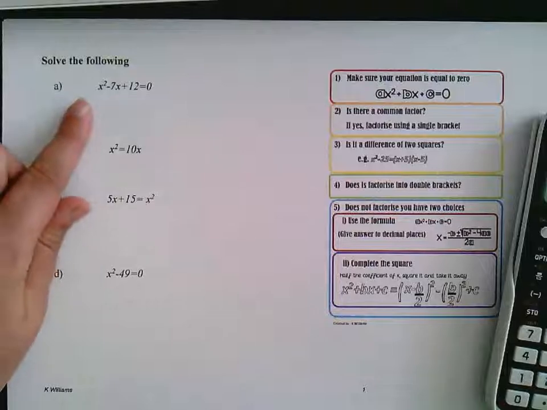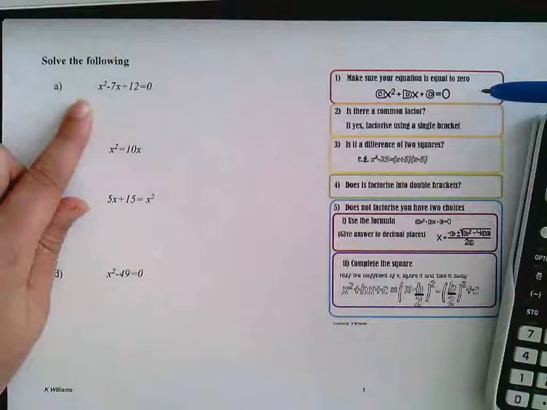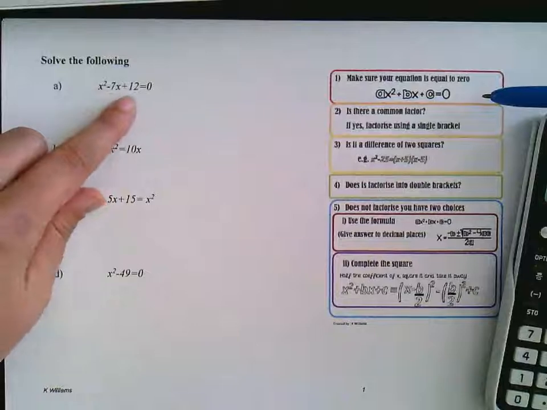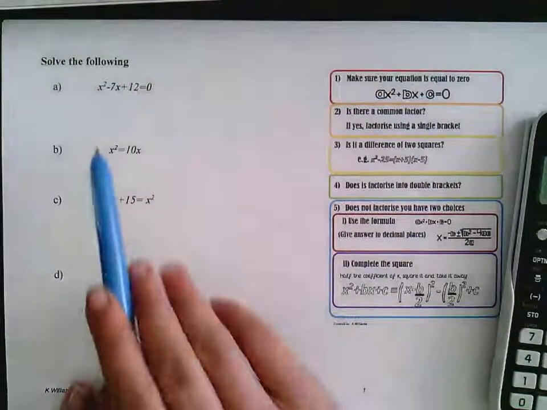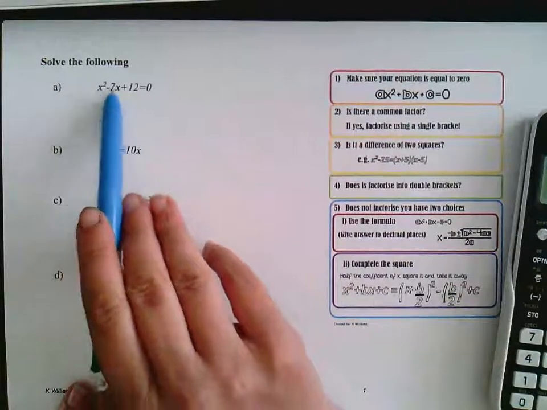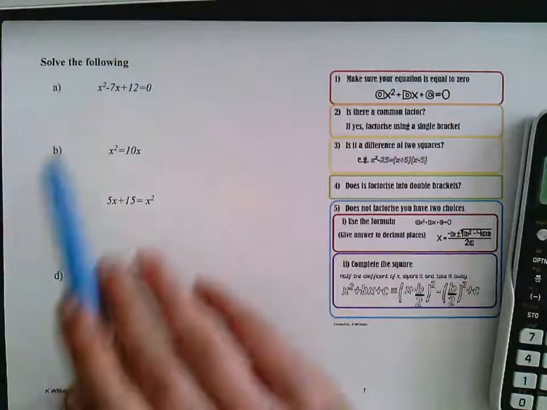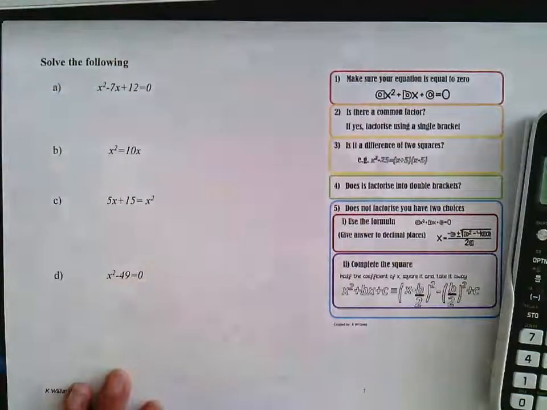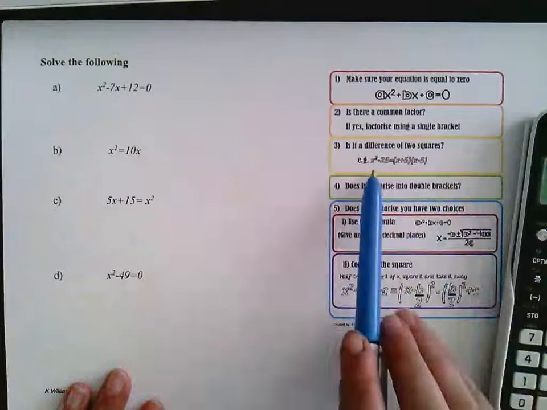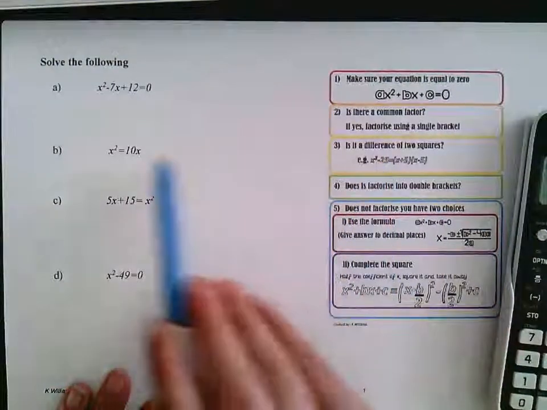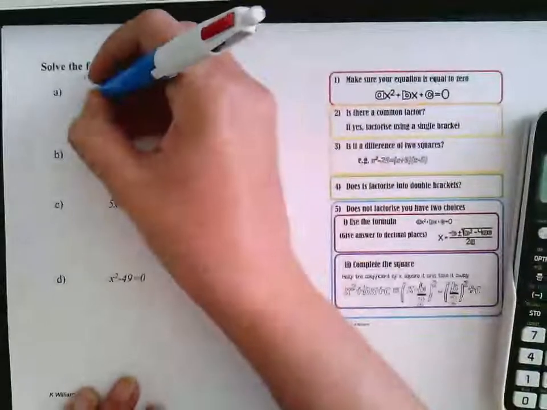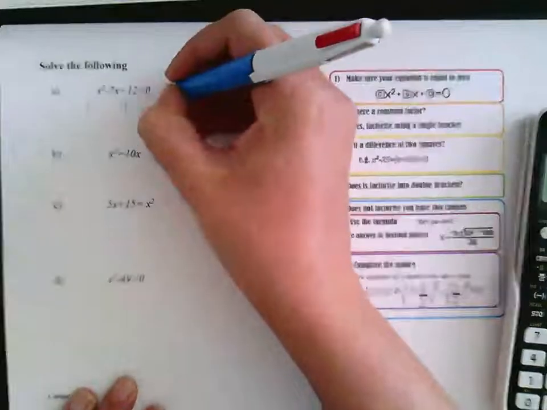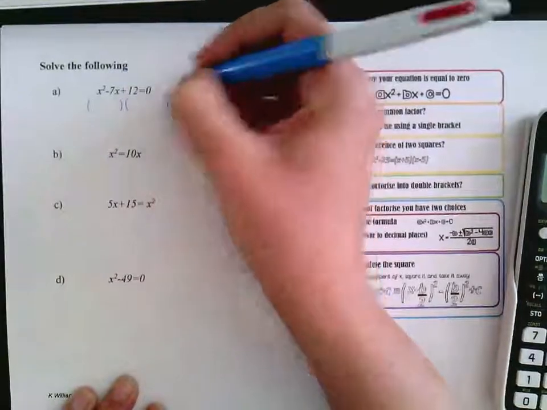Okay, very first question. Does it equal 0? Is it in the right form? x squared minus 7x plus 12 equals 0? Yes, it is. Can I use a single bracket? Well, is there an x in all the terms? No. Can I divide all the terms by the same number? No. Is it a difference of two squares? Well, to be a difference of two squares, you only have 2 terms. We have 3. So does it factorise? For me to do that, I always start off with this and then I decide whether it works or not.